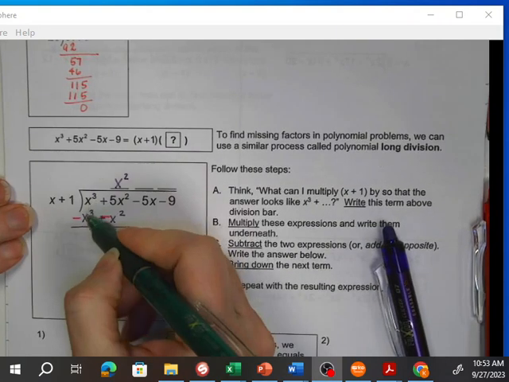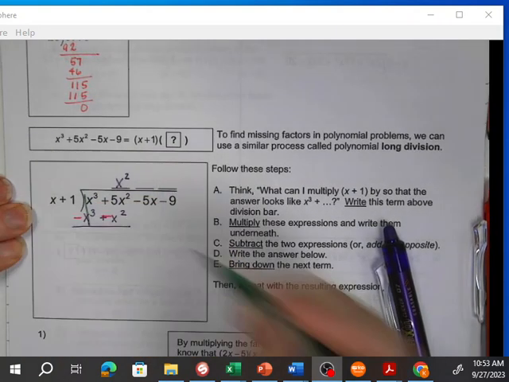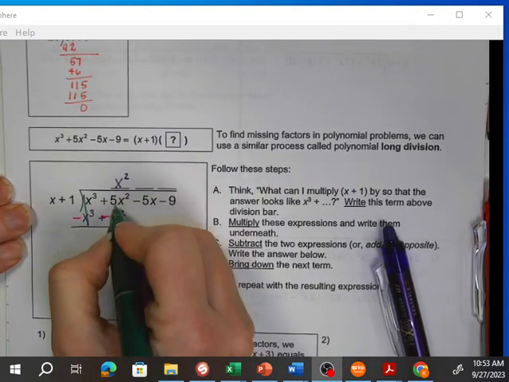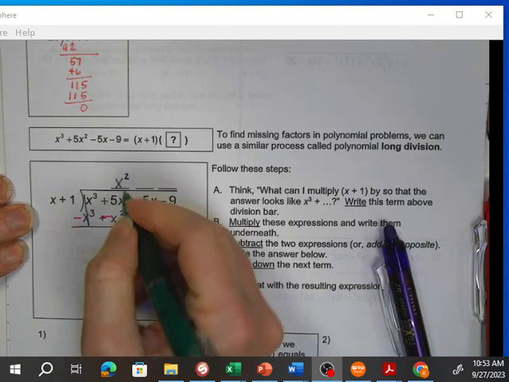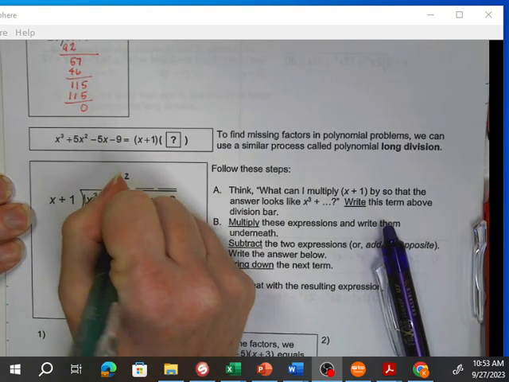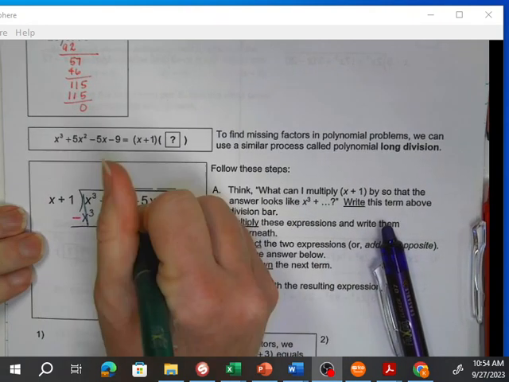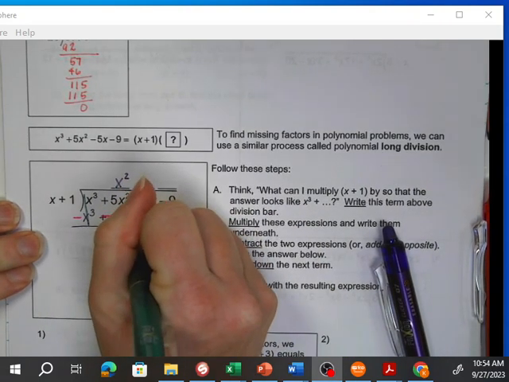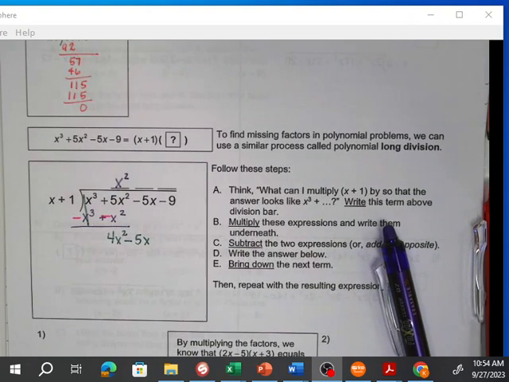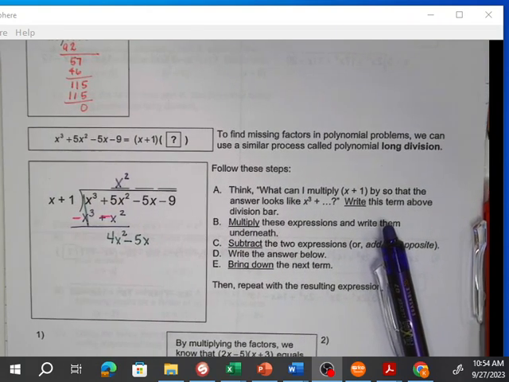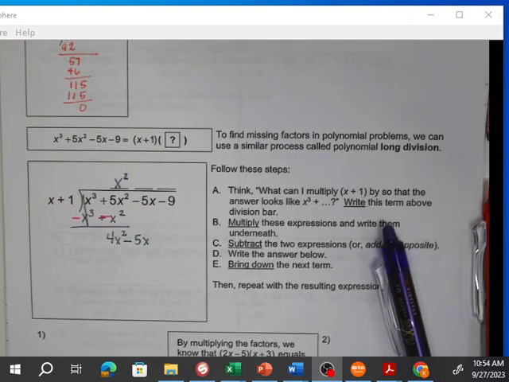So x cubed plus negative x cubed, that's gone. 5x squared plus negative x squared would be 4x squared. And I'm going to bring down the next piece in line. So negative 5x. All right, everybody all okay? Now we just keep doing the same process until we finish.